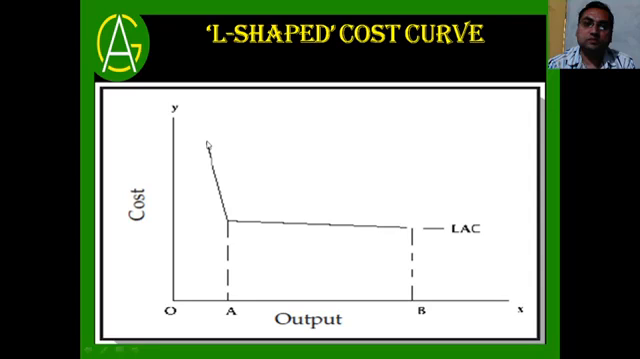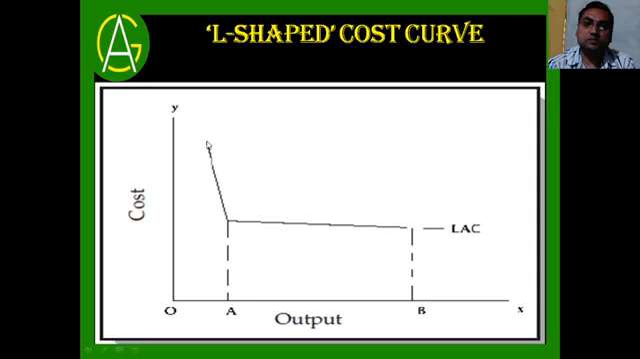Because of efficient technology, because of modern technology factors, the cost remains flatter rather than increasing like this. So for modern firms, the curve does not become U-shaped but becomes an L-shaped cost curve. Then there are two different points: economies and diseconomies.